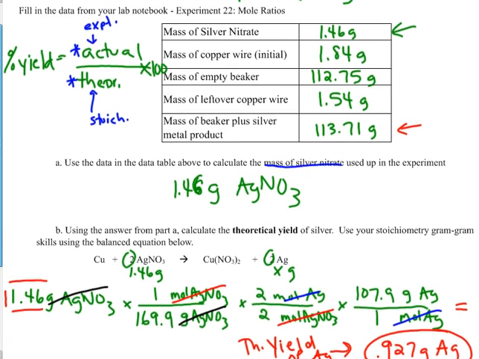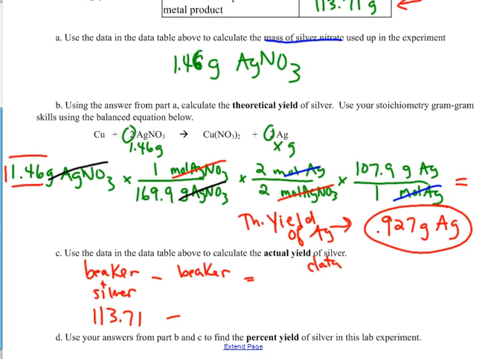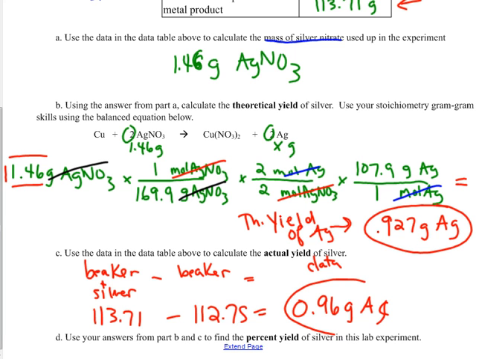The mass of the empty beaker, 112.75. When we plug that into our calculator, we get 0.96 grams of silver. So this number right here represents our actual yield.